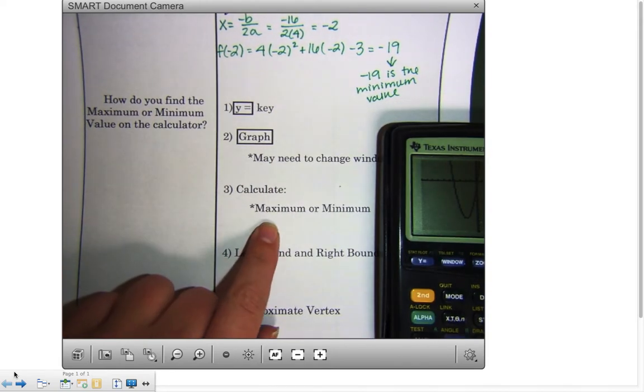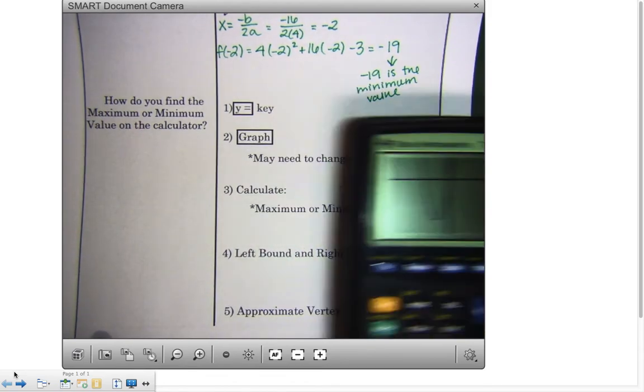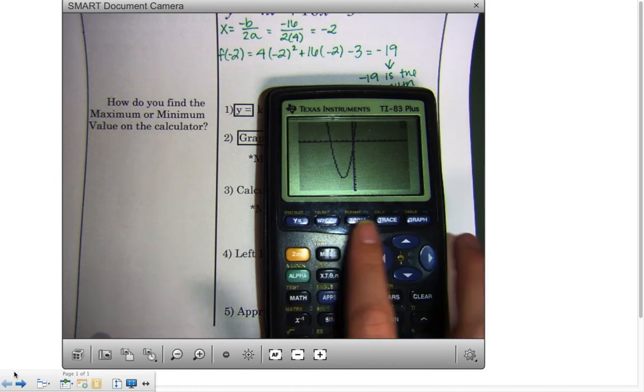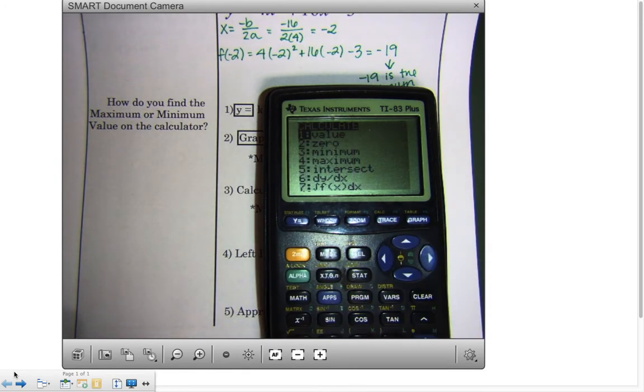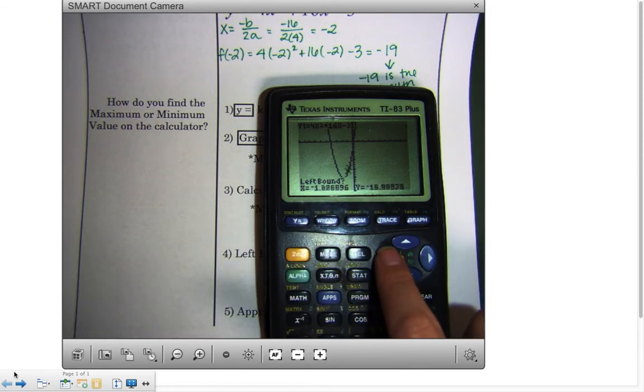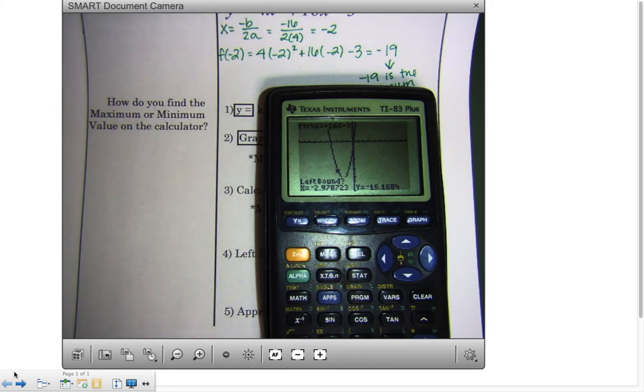So step 3, calculate the max or the min. To get to calculate, you have to do second trace. So second trace. I'm finding the minimum because the parabola is facing up. So scroll down to 3 and press enter. And it's going to ask you a bunch of questions. So left bound, move your cursor to the left of wherever you think the minimum is. So maybe right about there.